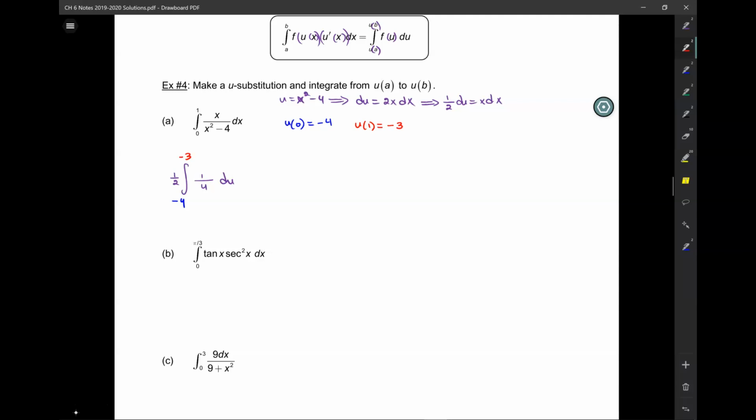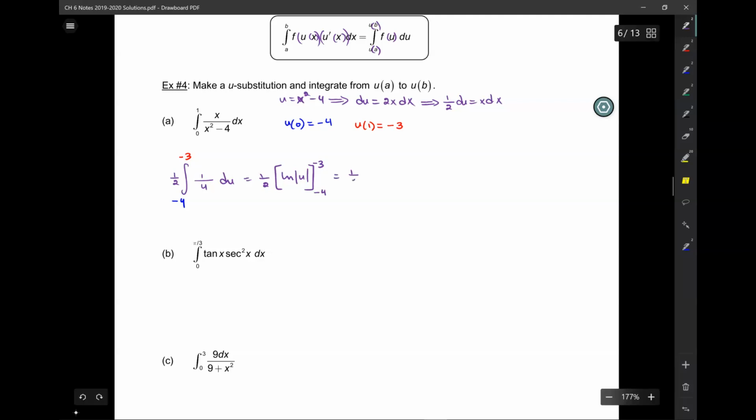Now I've changed my bounds to u. And now I can integrate and use those values. So let's do that. This is going to be 1/2 ln of absolute value of u in brackets from negative 4 to negative 3. You see how important those absolute value bars are, right? Because my bounds are negative. I'll take questions in a second.